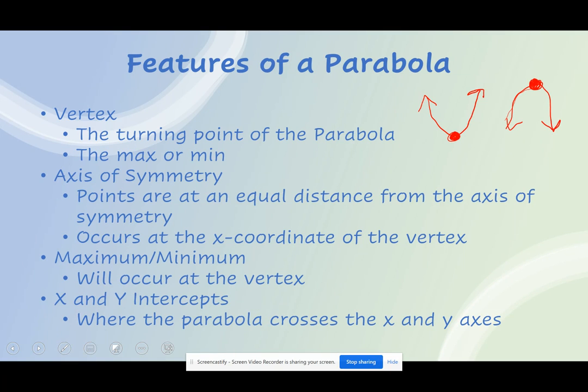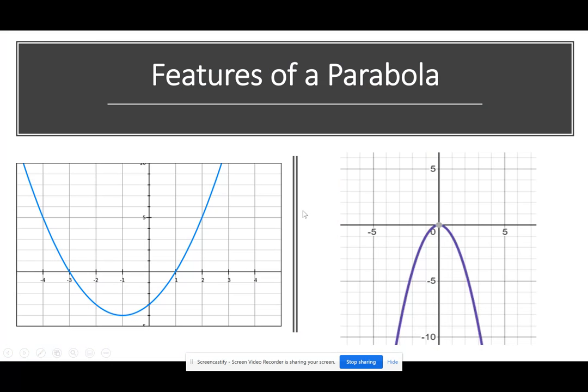Your axis of symmetry goes right through the vertex, and it means that like this point over here is the same distance away from this point over here because your parabolas are symmetric every single time. And then of course your x-intercept would be where your parabola crosses the x-axis and your y-intercept is where it crosses the y-axis.